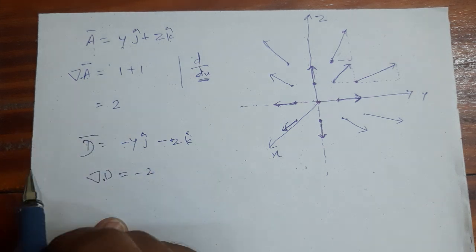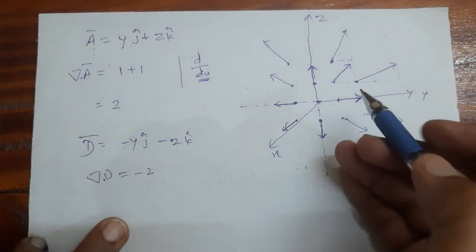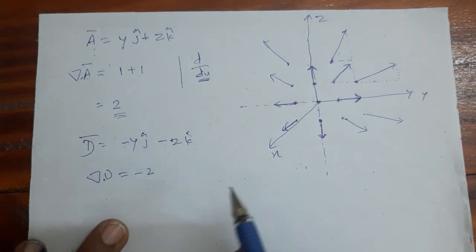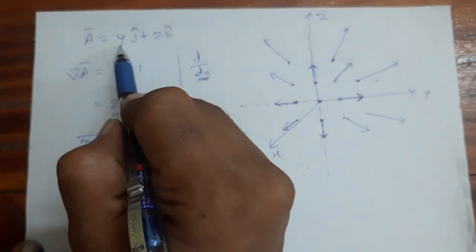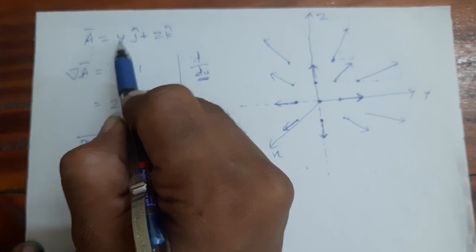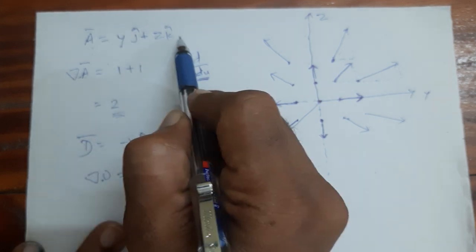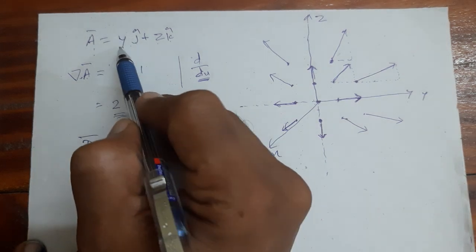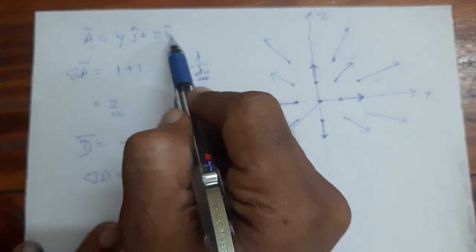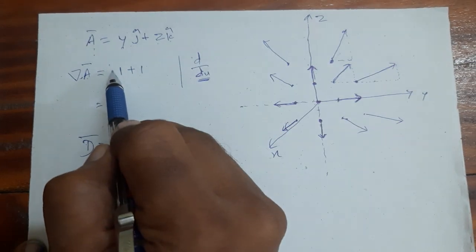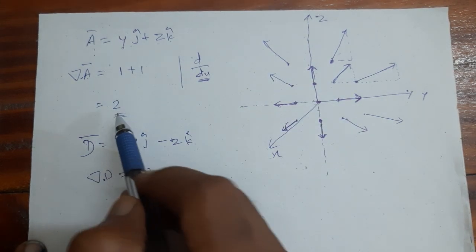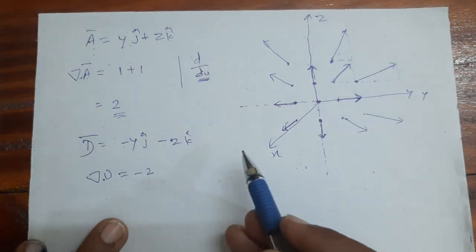Now if you are interested, you can think about such a situation and try to correlate why it is 2, and for that you may think about a different function. Say, for example, y square j cap plus z k cap. You may plot that, and then you can realize that the divergence will be 2y plus 1, and it depends on the value of y.